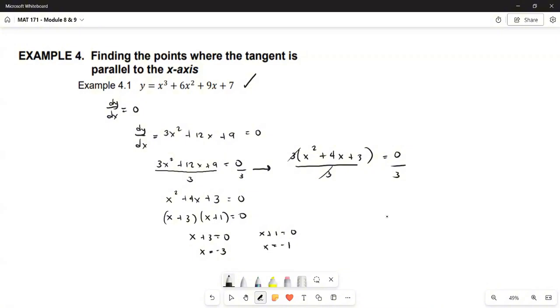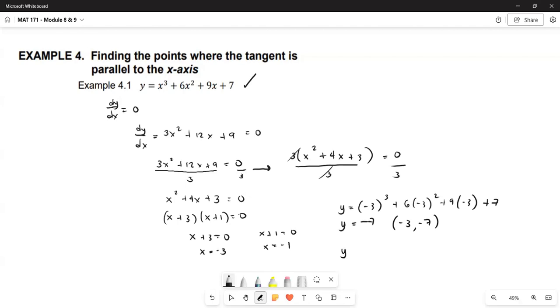So may dalawa tayong value ng x. Therefore, dalawa din yung value ng y natin. Kung paano natin kukunin yung y na yun, substitute lang natin yung values. So negative 3 cube plus 6 negative 3 squared plus 9 negative 3 plus 7. Okay? So therefore, yung y natin sa x is equal to negative 3 is negative 7. So negative 3, negative 7. Yun yung isang point natin. Since points yung sabi, dalawa yan.